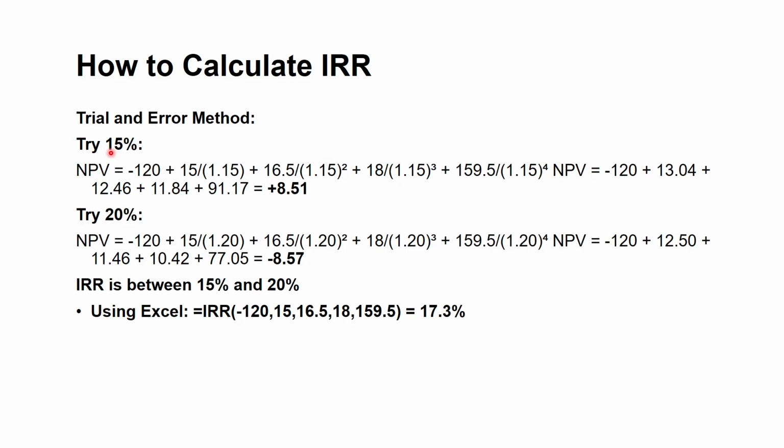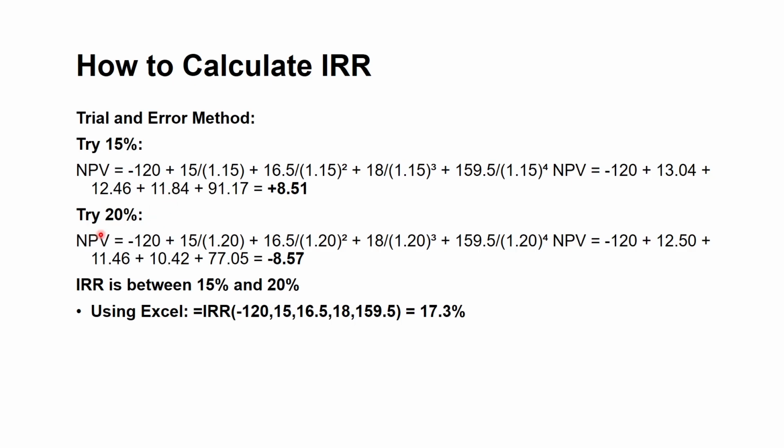So, let us start with 15%. Negative 120 for the initial investment plus 15 divided by 1.15 plus 16.5 divided by 1.15 squared and so forth, right. So, this gives us NPV of positive 8.51 lakh, meaning 15% is too low, right. Then we move to 20%, try that. The same calculation yields negative 0.857 lakhs, right. So, the true IRR lies between these rates, somewhere between 15% and 20%, that we have now found out.